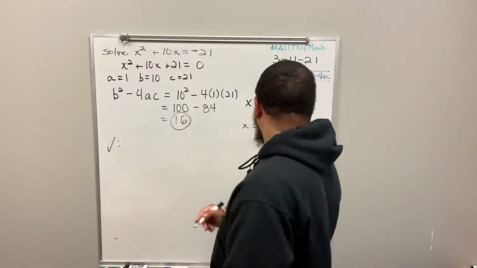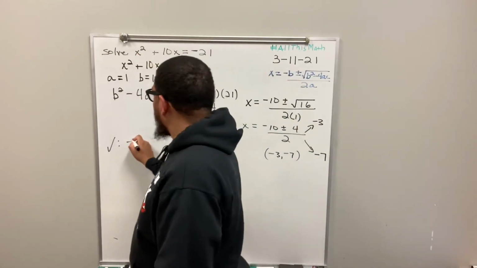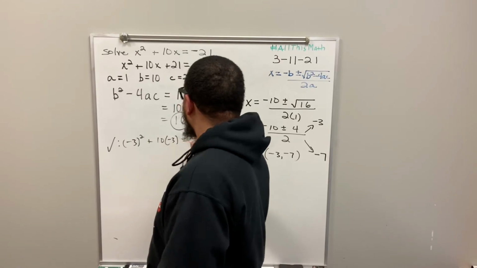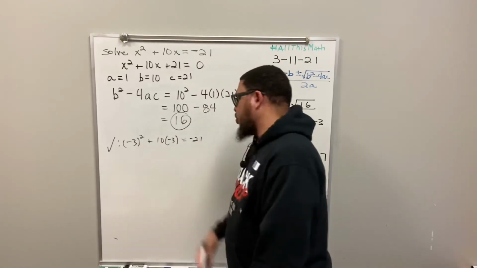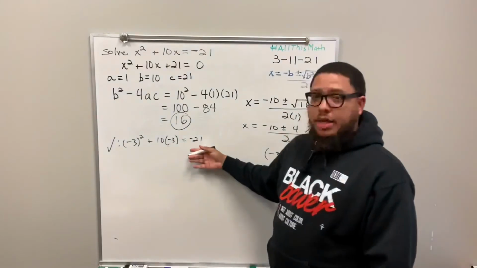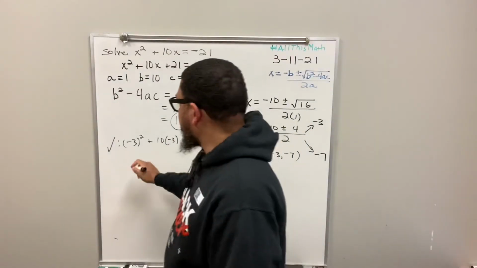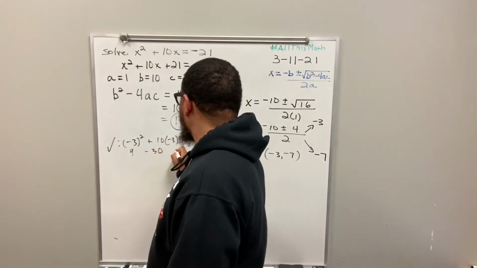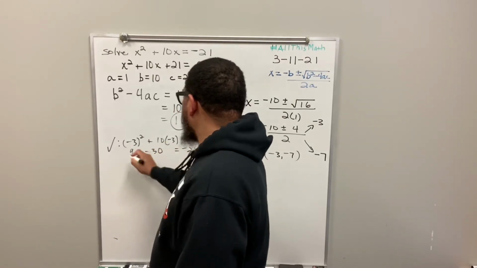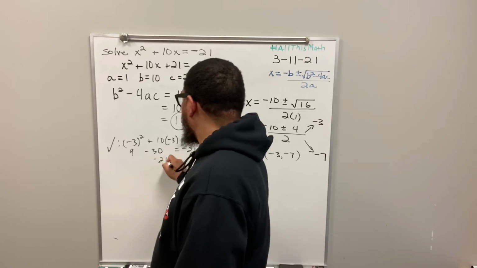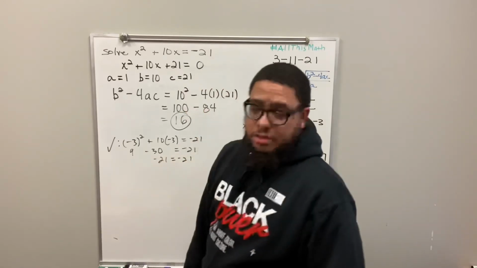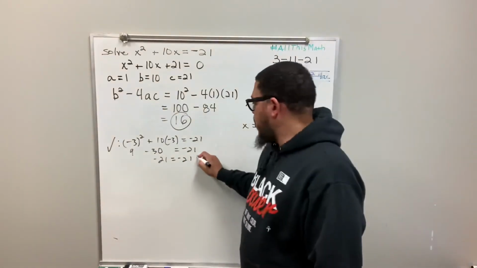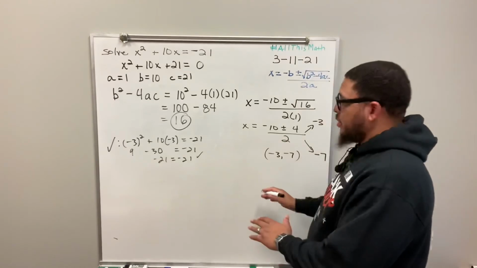So I go back to the original. I'm going to use negative 3. So I'm going to do negative 3 squared plus 10 times negative 3 equals negative 21. Now the question is, is that true? Does the left side equal the right side? Negative 3 squared is positive 9. 10 times negative 3 is negative 30. Is 9 minus 30 equal to negative 21? All day. 9 minus 30 is equal to negative 21 all day long. So it's true. Negative 3 is a valid solution.